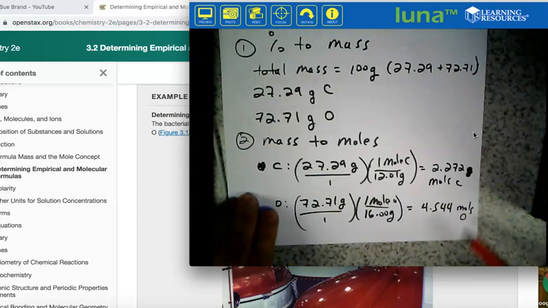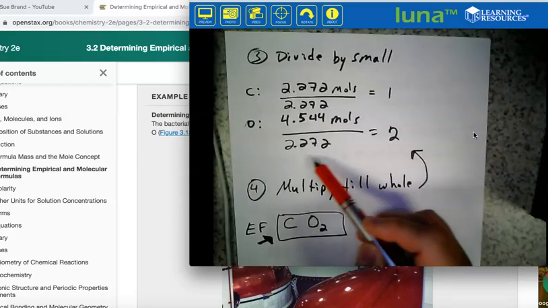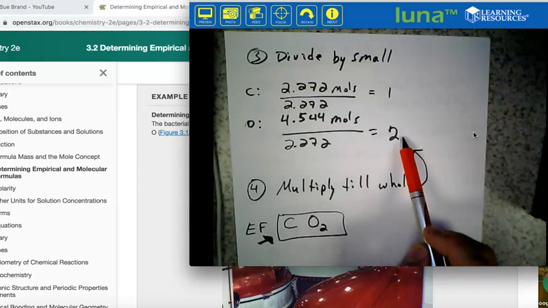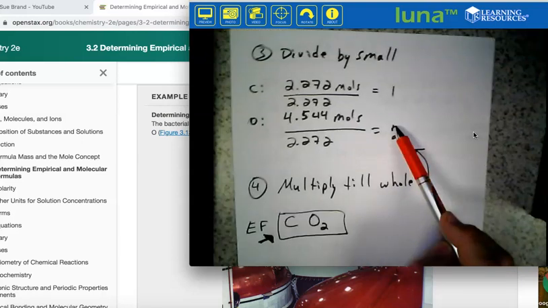The next step is divide by the smallest number. Here are the number of moles for carbon and oxygen, so I divide by the smallest number, which is 2.272. I get 1 for carbon and 2 for oxygen. Let me just say that you normally are going to round a little bit, but you can't round a whole lot. If it's 1.99 or 1.98, you can round it to 2. With these numbers, you definitely don't want to round anything. You're just going to round when you're looking for whole numbers. It's going to be very close to a whole number, and you can round it up a little bit, but not extremely.